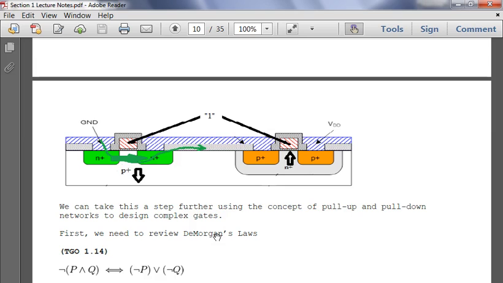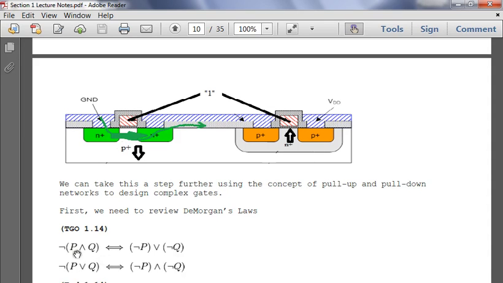In order to do that, you want to make a quick review of De Morgan's laws. Recall that not (P and Q) is equal to not P or not Q.